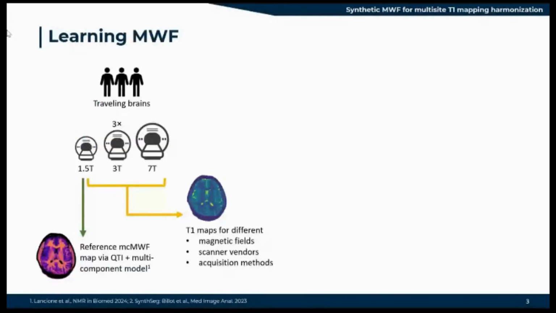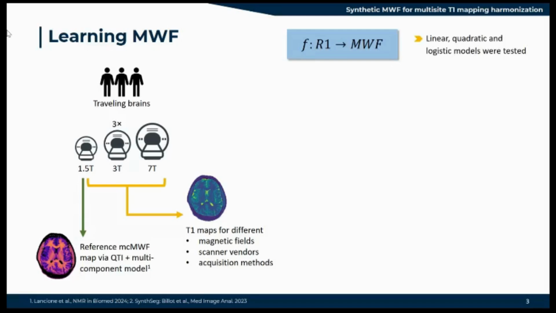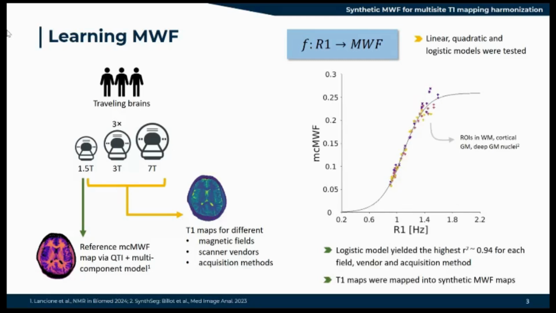So we scanned a group of traveling brains on several different MR systems with different T1 mapping approaches. And from one of these scans, we obtained a reference myelin water fraction map using a multi-component model. And then we compared the T1 maps obtained with the other scans to this reference map in order to find a relationship between R1 and myelin water fraction. We tried different models and we used the best one, which was a logistic model, to synthesize the myelin water fraction maps from T1 maps.